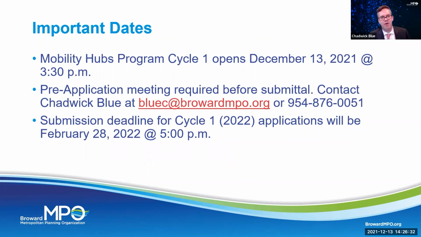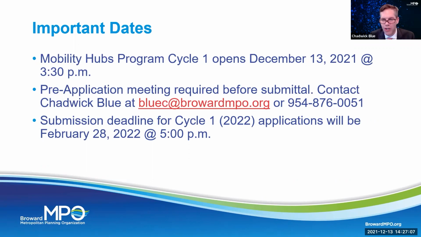So, all right, let's look at some important dates here. So the Mobility Hubs program, Cycle 1, is going to open up this afternoon at 3:30, shortly after this presentation. As part of the application, there is a pre-application meeting that is required. Again, very similar to the existing MPO programs, such as CSLIP or PTAP that you may be familiar with. But we do ask that you meet with us, and my contact information is here. It should be plastered all over on the website.